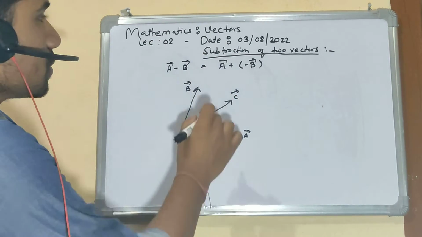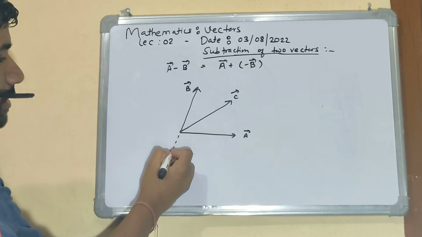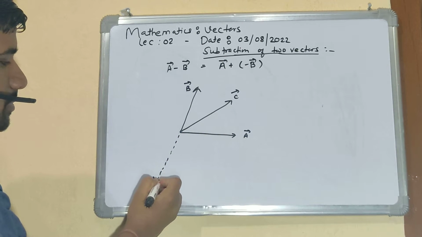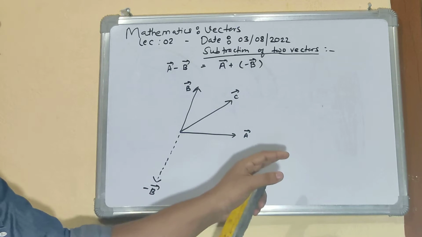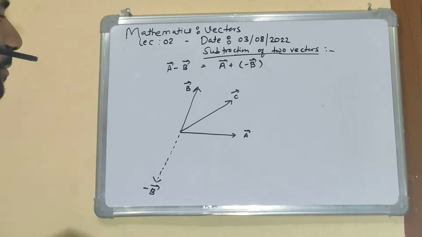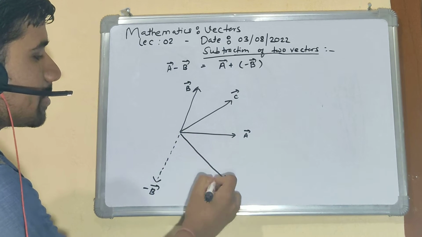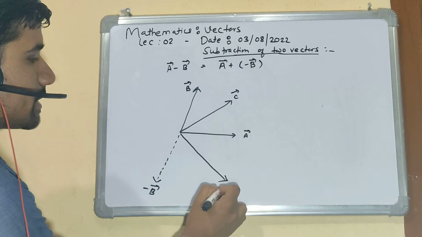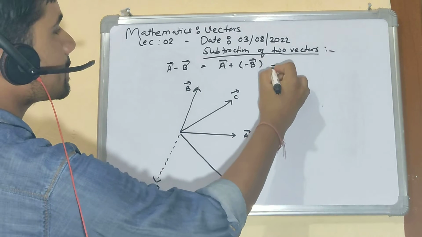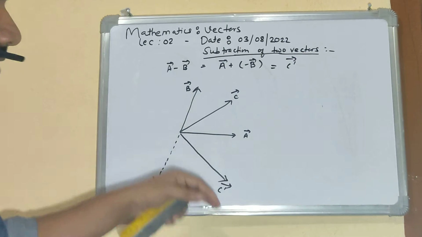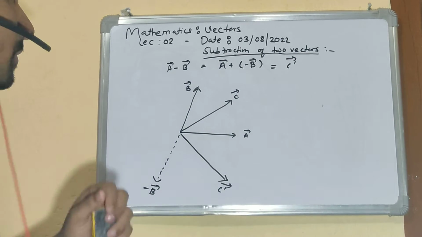Okay. So now this is A, this is B. Minus B vector will come anti-parallel to this B vector. So this is my minus B vector. This is my A vector, this is my minus B vector. Let's say the resultant is somewhere here. Let's say this is C dash vector. So this is my new resultant vector now. Okay, sure.